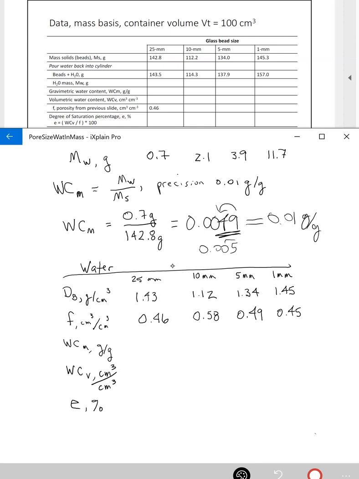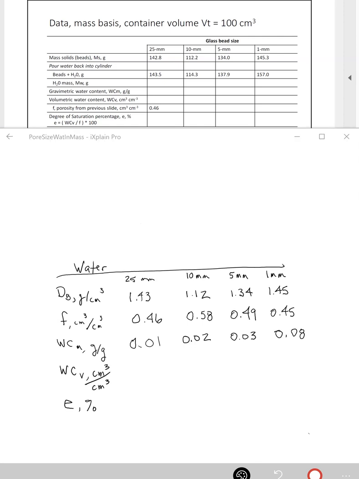I'm going to pause, put in the rest of my values. You should pause. Use this pause to do your calculations. We'll come back in a moment. As always, check your values against these for the water content by mass, the gravimetric water content.